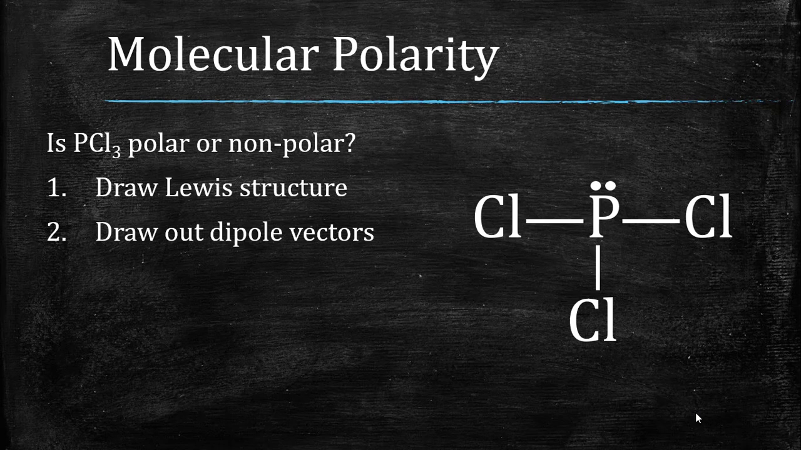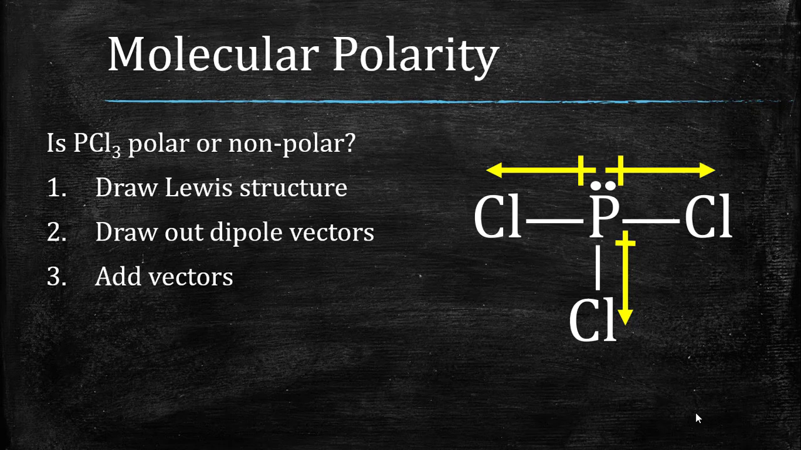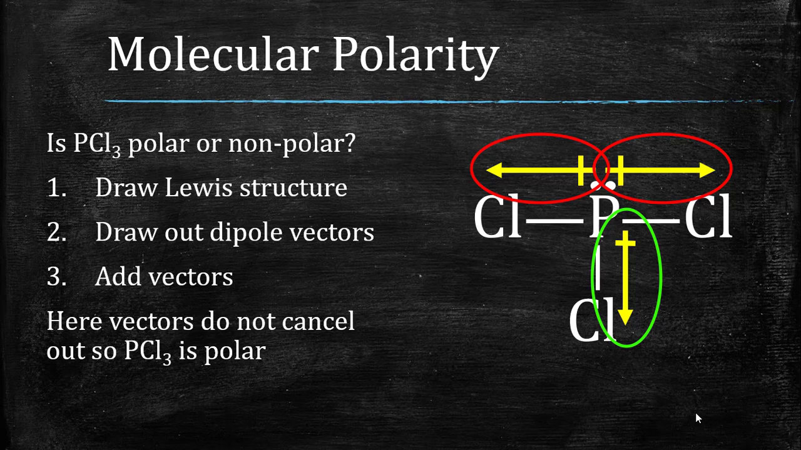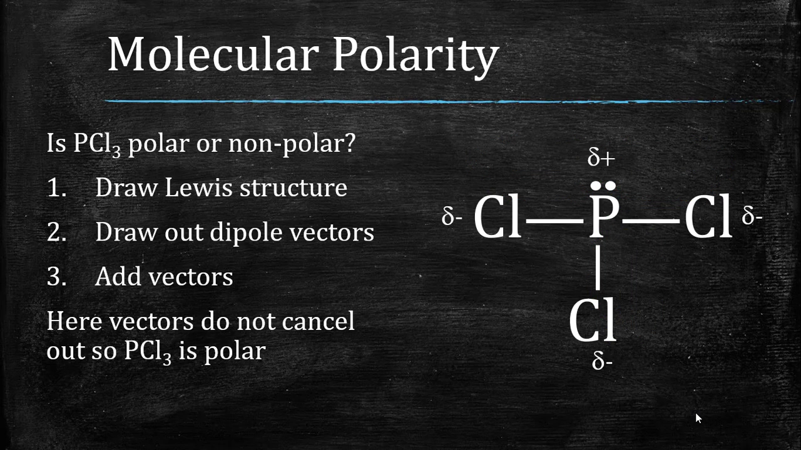Draw out the dipole vectors, and you can see there should be three dipole vectors, each equivalent in length because the bonds are equivalent. Now we're going to add the vectors, and it should be pretty obvious that this vector and this vector are equal but opposite and cancel out. But there's nothing to cancel out this vector, so we can say the vectors do not cancel out here, and PCl3 is polar. And as a matter of fact, based upon the dipoles, the phosphorus has a slight positive charge, and each of the chlorines has a slight negative charge.